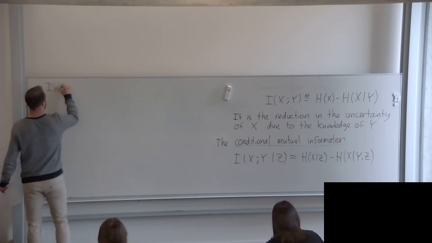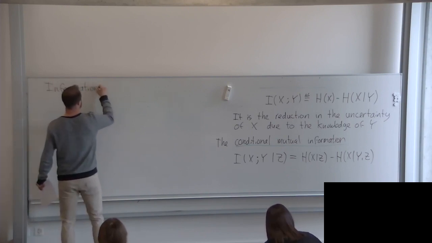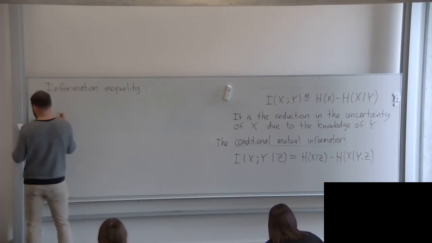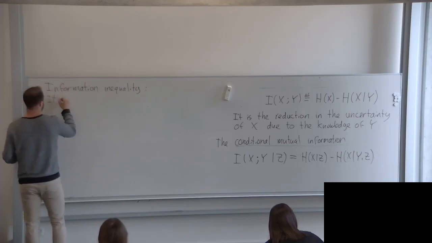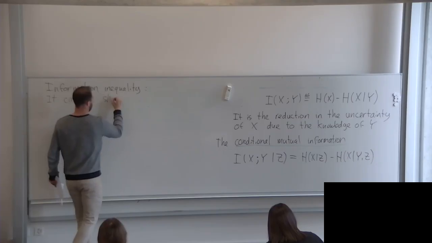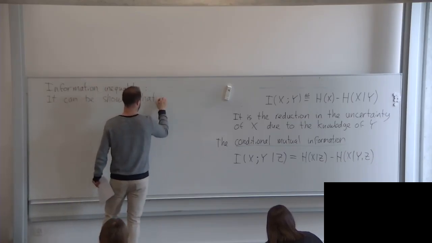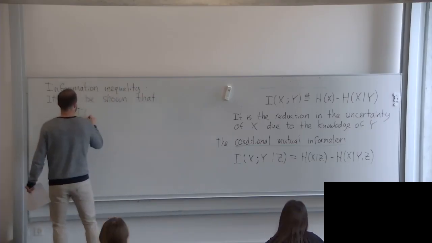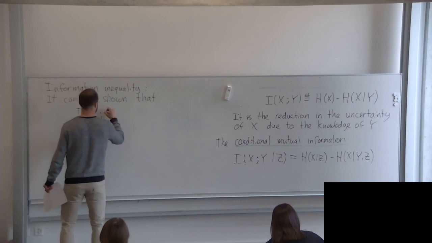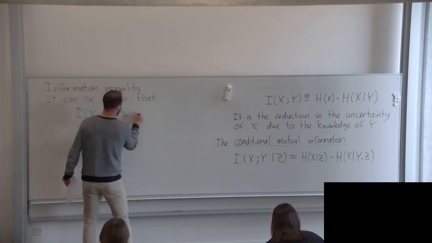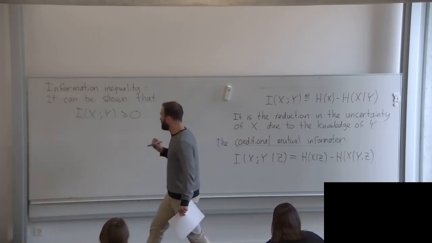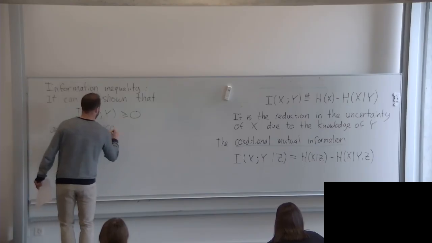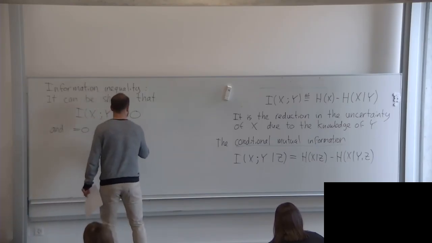Information inequality. It can be shown that the mutual information between x and y is larger or equal than 0, and equal to 0 if and only if x and y are independent.